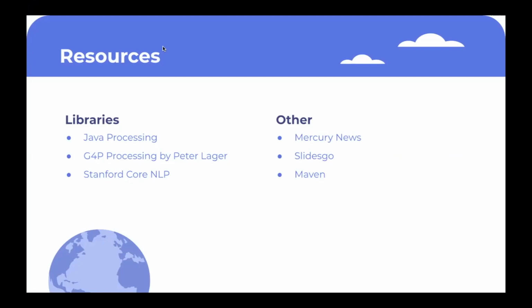And then we used the Mercury News to find this problem. We heard that it was taking a long time for passports to be renewed because of the amount of people that are traveling immediately, as well as Slides Code to create these slides, and Maven to help implement the Stanford Core NLP.